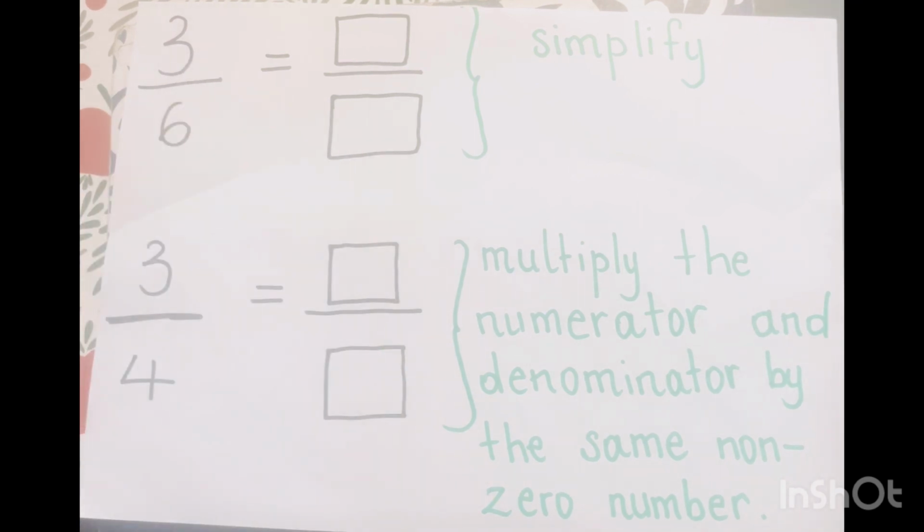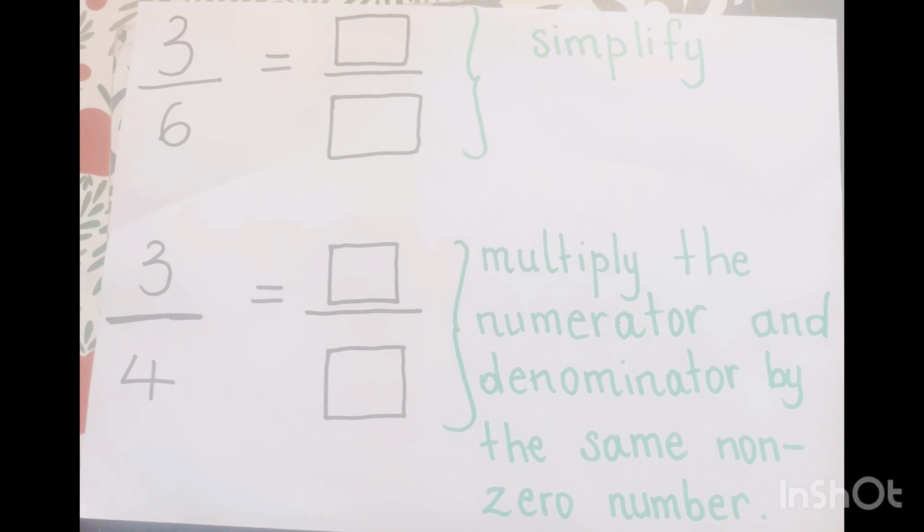So we have 3 over 4. And we also have box over box. Don't know what the answer is. Sorry about that. A call was just coming in. So here we go.